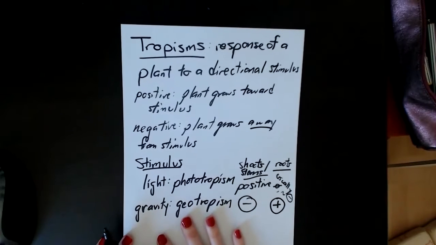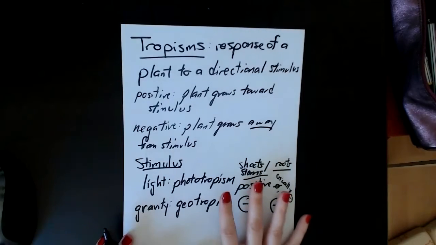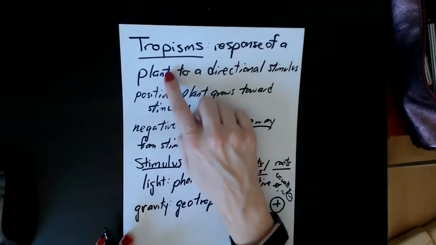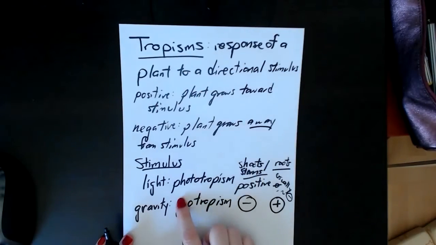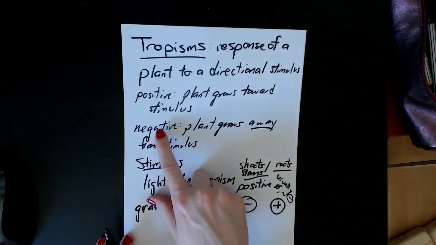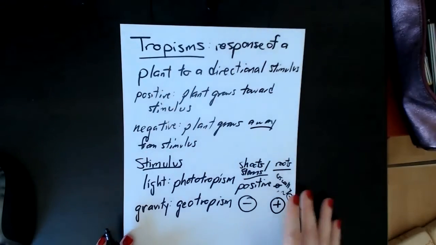So this is not a difficult idea, but it is important that you know all of the significant terms, okay? So phototropism, geotropism, and then the idea of positive and negative tropisms.